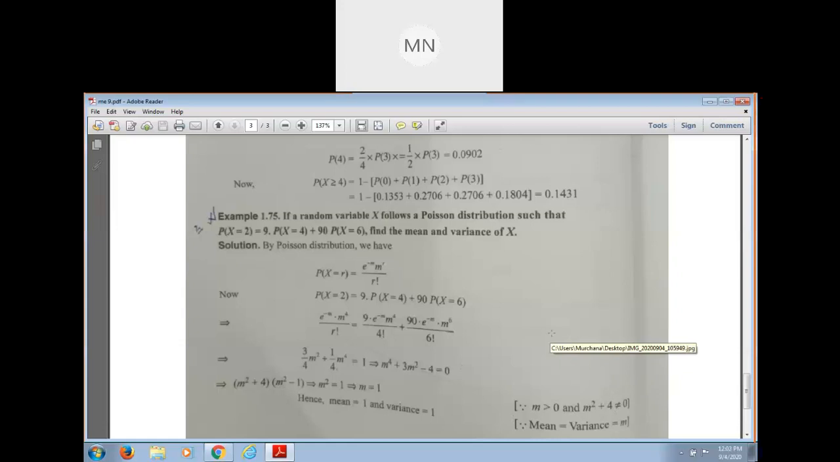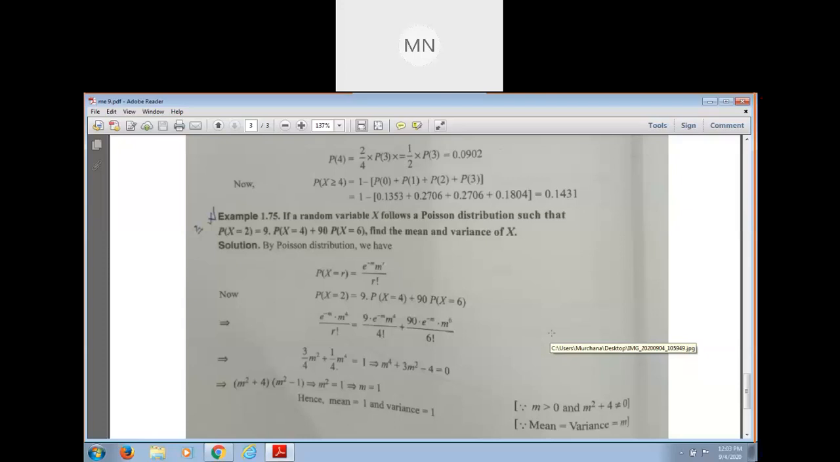Okay then. What is the conclusion of this class? Today we learned the mean and variance of the Poisson distribution. First, we discussed the mean and variance of the Poisson distribution, and the mean and variance of the Poisson distribution are the same. It is m, a parameter. Second, we discussed the recurrence formula of the Poisson distribution. The recurrence formula is the formula used to find the value of P of x equals r plus 1.